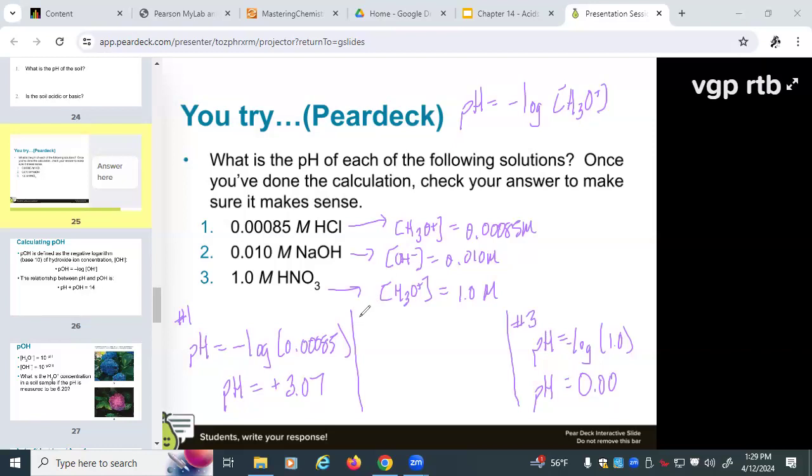For the middle, here's where we had to do that calculation first. 1 times 10 to the negative 14th divided by 0.010 would give me 1 times 10 to the negative 12th. And then the opposite of the log of that would give us a pH of 12.